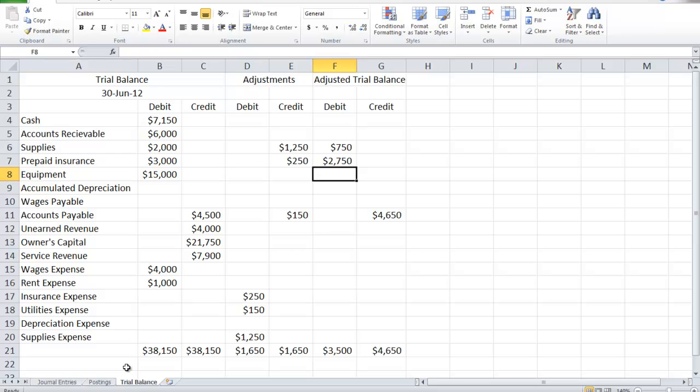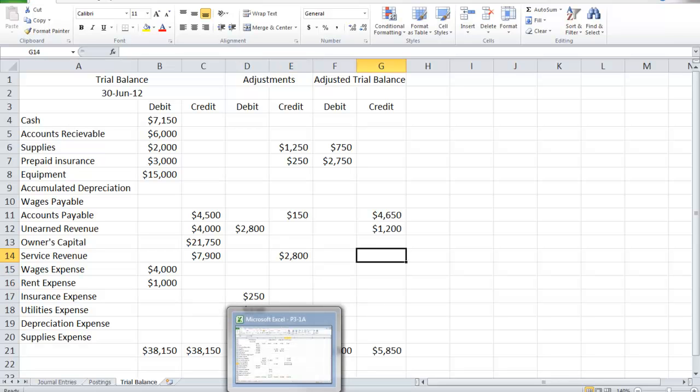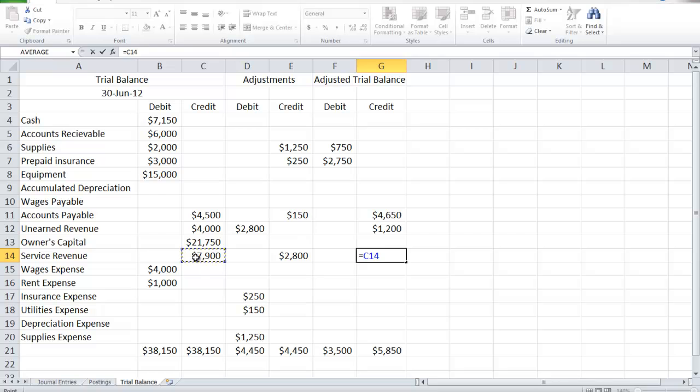Okay, so on the trial balance, we have unearned revenue. There's a debit for the adjustment. So again, that's a credit balance, but we want to change that. We have $4,000 minus the debit, so it's $1,200, and then we have revenue, which is credited for another $2,800. Okay, so that will equal $7,900 plus $2,800.